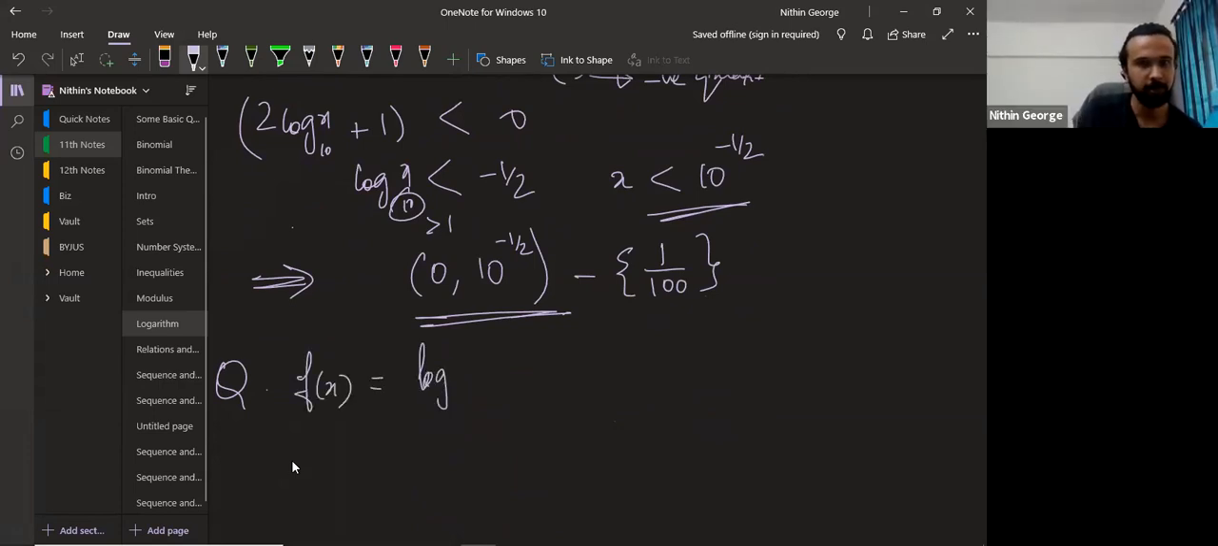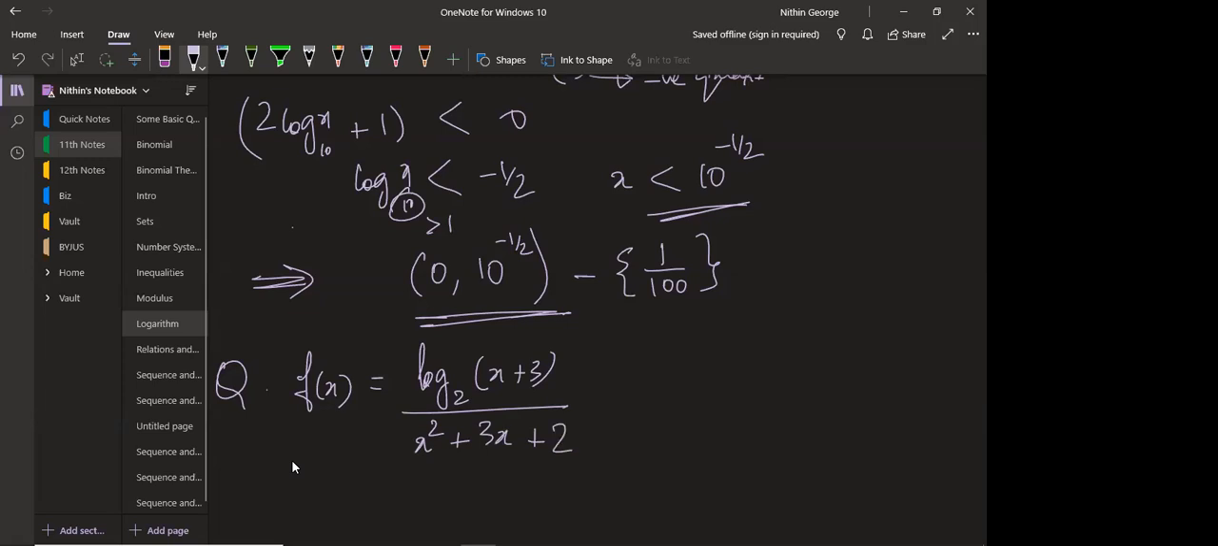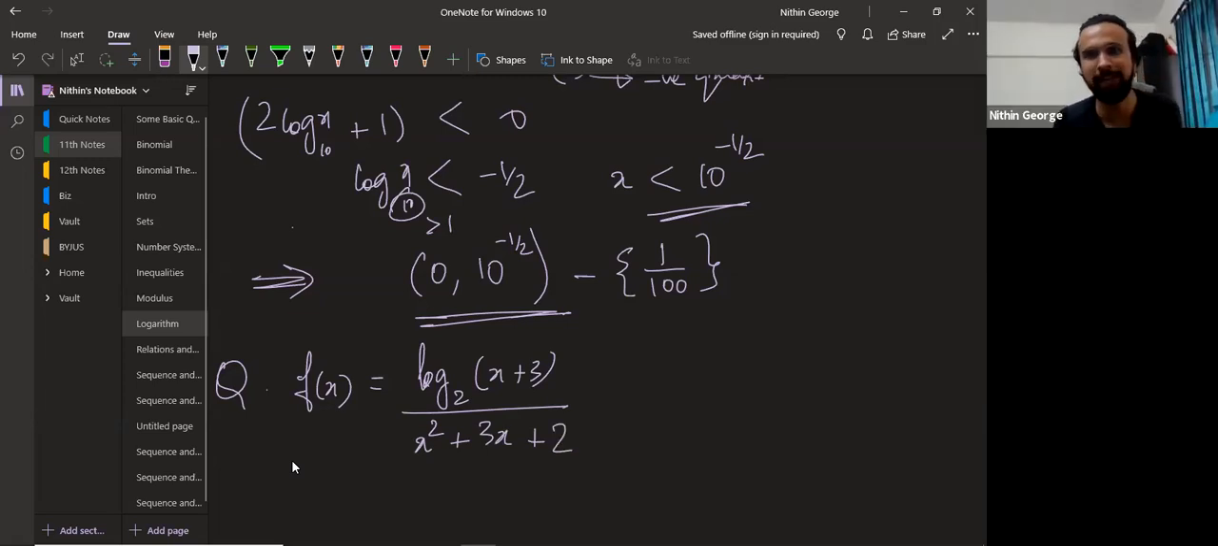I'll just ask you one previous year question. Not immediately previous year. When were you guys born? Which year? 2000? No, 2003. Okay, this is a 2002 IIT JEE question, one year before you were born.